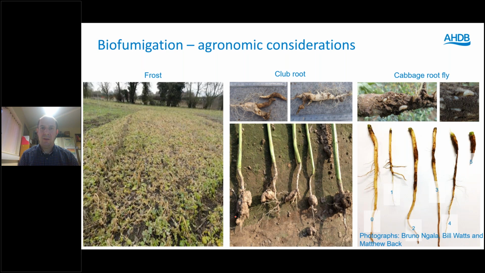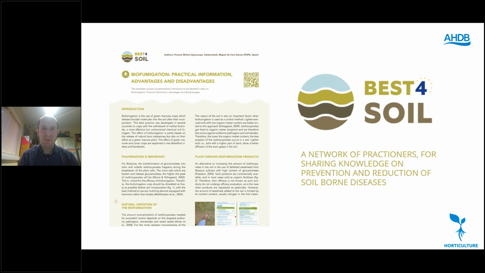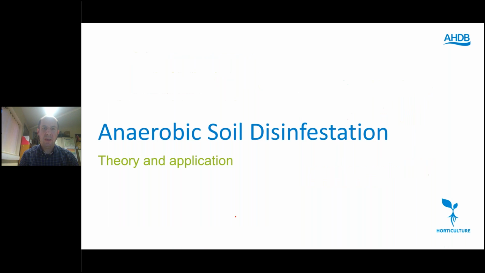So just for a bit more information, do have a look at this guide here. This is for PCN, but would be useful to consider for biofumigation in general. Also have a look at Best for Soil, some useful information on there, as Grace has mentioned. I'm going to move very quickly onto anaerobic soil disinfestation, as I realise that my time is disappearing rapidly. So first of all, what is ASD?